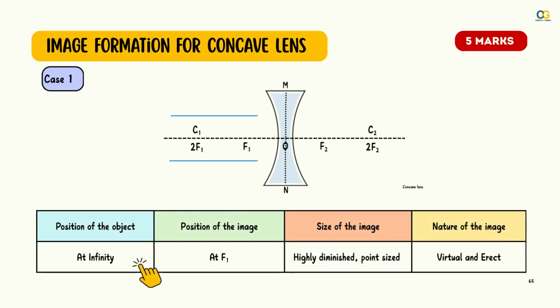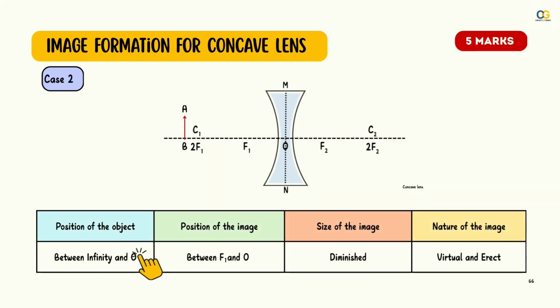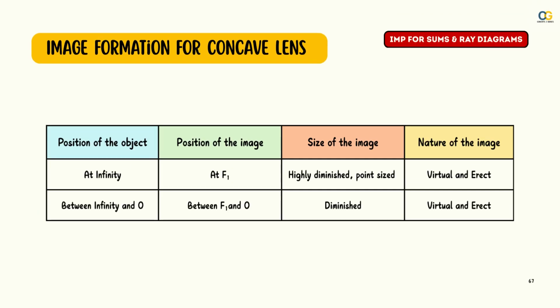If the position of the object is at infinity, the position of the image will be at f1, and the size of the image will be highly diminished and point sized. The nature of the image will be virtual and erect. Case 2, if the position of the object is between infinity and o, the position of the image will be between f1 and o, and the size of the image will be diminished, virtual and erect. This table again summarizes it for the concave lens.